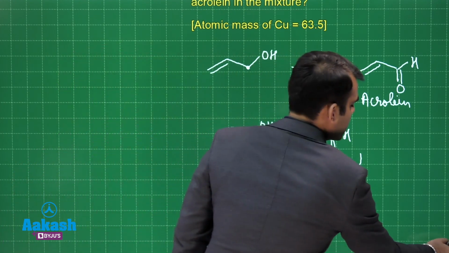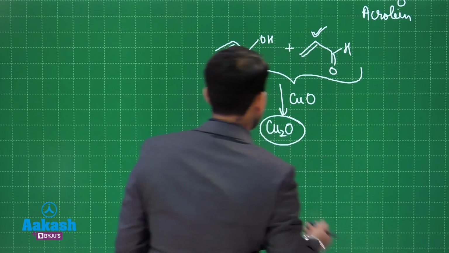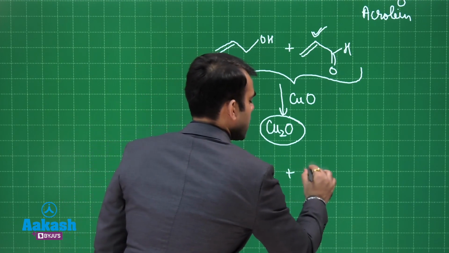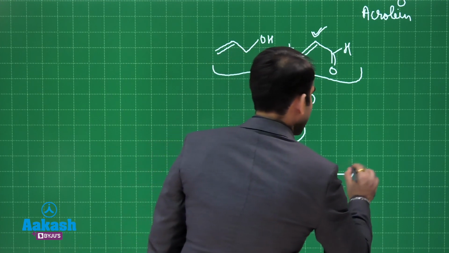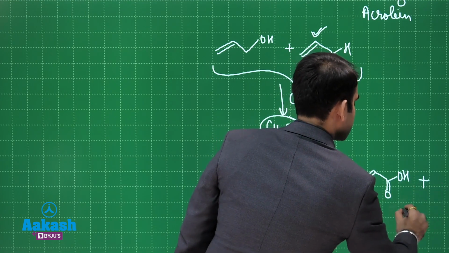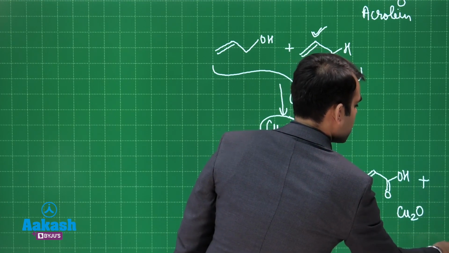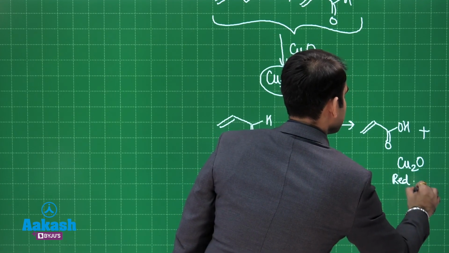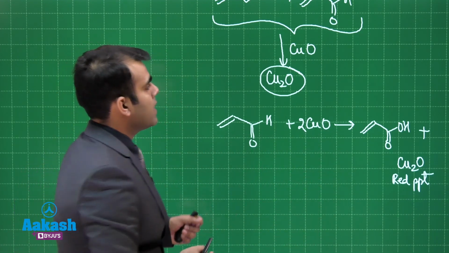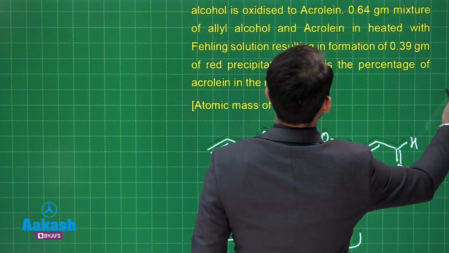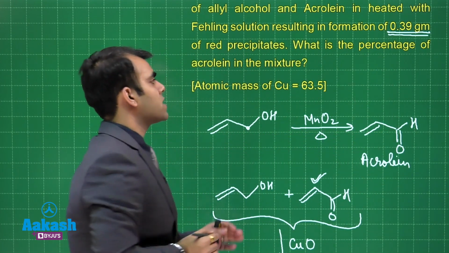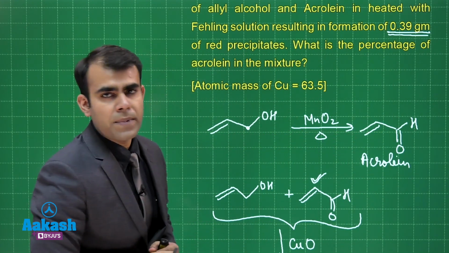So if I am going to write the reaction of acrolein with cupric oxide, we get this acid plus Cu2O, that is a red ppt. And now you can see from here that this is a balanced equation. Now after that we have been given the mass of this red ppt, and that is 0.39 gram, and the question is asking what is the percentage of acrolein in the mixture.